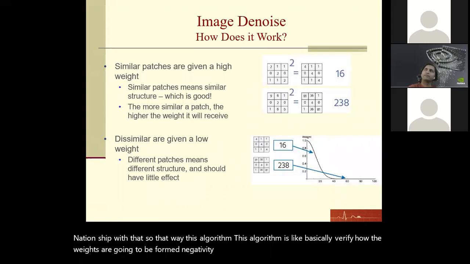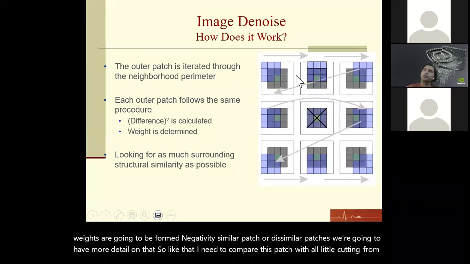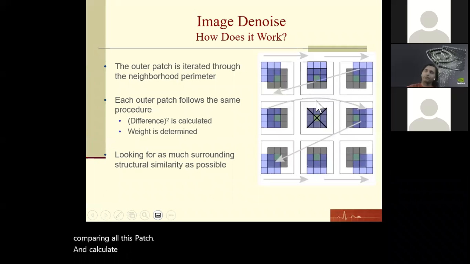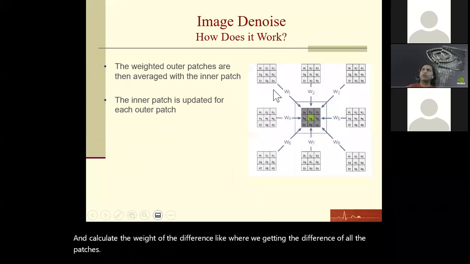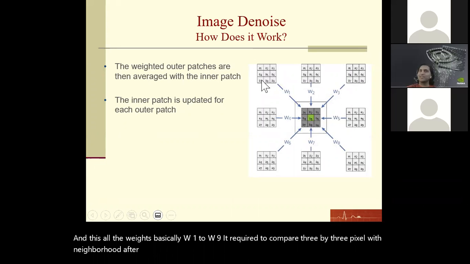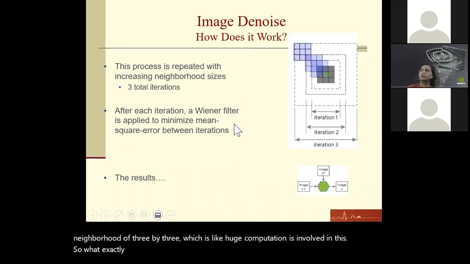I need to compare this patch with all the others, starting from my top pixel, then left top, exactly top, right top, bottom, left, right, except the center pixel. We are comparing all these patches and calculating the weights from the differences of all the patches. These weights, W1 to W9, require comparing the 3 by 3 pixels with the 3 by 3 neighborhood, which involves a huge computation. Then this iteration is going to be in multiples, like the first iteration for only one pixel.